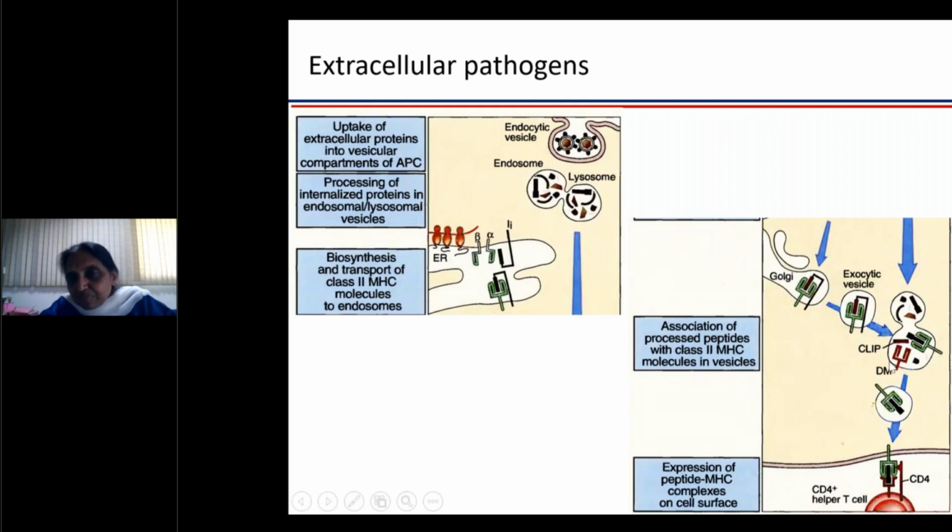Here this invariant chain is chopped off because the lysosome has all these degradative enzymes and acidic pH. The groove becomes empty, and now it is exchanged with the peptide of your interest. And that's how the MHC class 2 molecule with peptide which has come from the extracellular area reaches the periphery on the cell membrane.